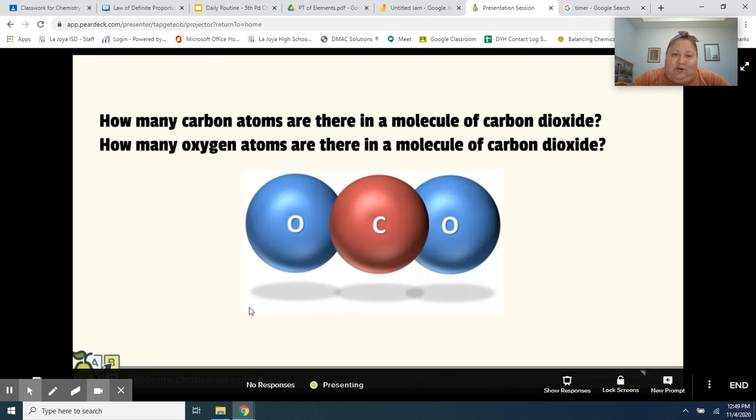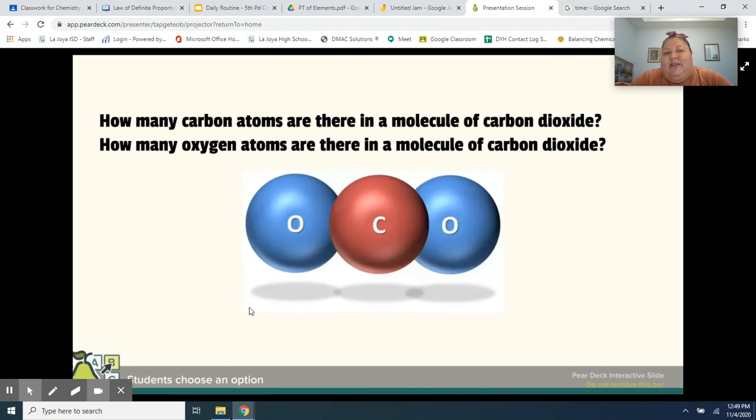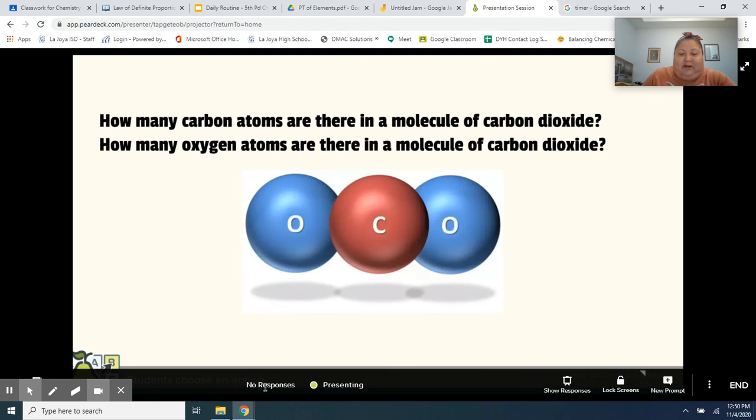This one's an easy one. You guys better get this one right. How many carbon atoms are there in a molecule of carbon dioxide? Excuse me. How many oxygen atoms are there in a molecule of carbon dioxide? All right? Give me your answer in the Pear Deck, okay? Tell me, how many carbons do you see in this picture? How many oxygens do you see in this picture?